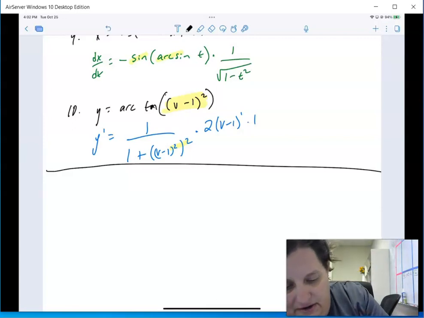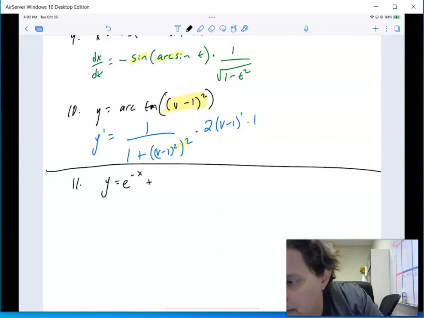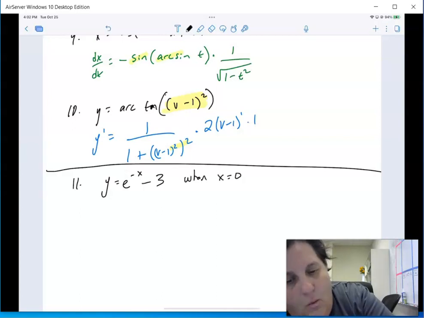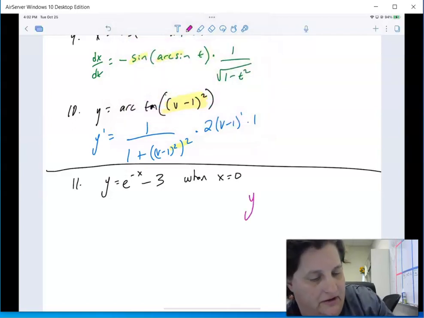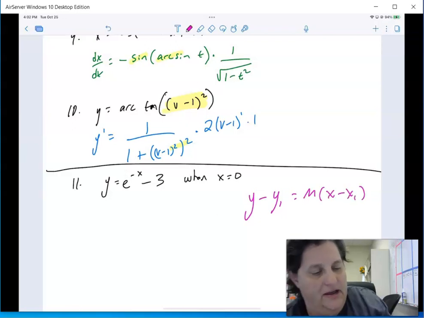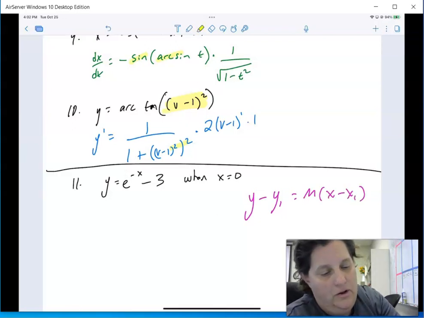Equation for the tangent line. Actually, this is minus 3. Whenever you see the words equation of the tangent line, you're immediately going to write y minus y1 equals m times x minus x1, and our whole goal is to fill in those values. Once we do that, we're done with the problem.